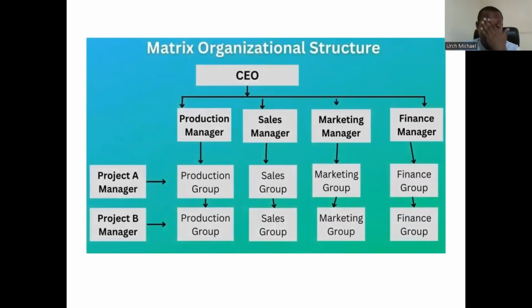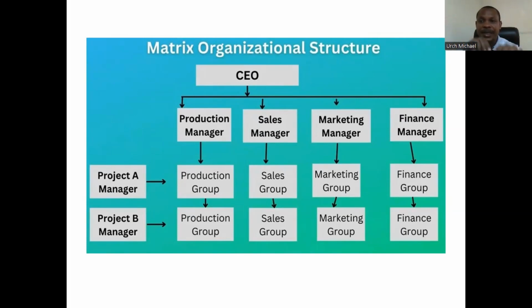We have this diagram here that explains matrix organizational structure. You can see the CEO. Then after the CEO, you have the functional managers. Then by the left side of the diagram, you're going to see project manager A and project manager B. If you notice, the functional managers and the project managers are in bold fonts, and it's telling you that these are the managers and the heads of the departments. So you can see that we're having two bosses now.